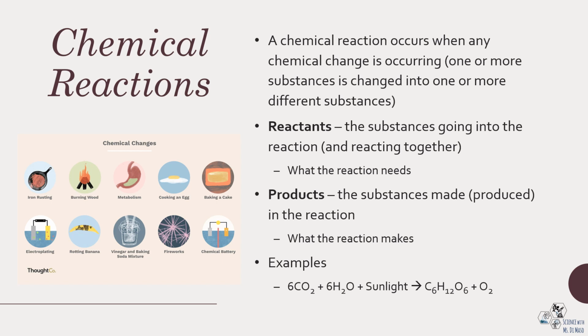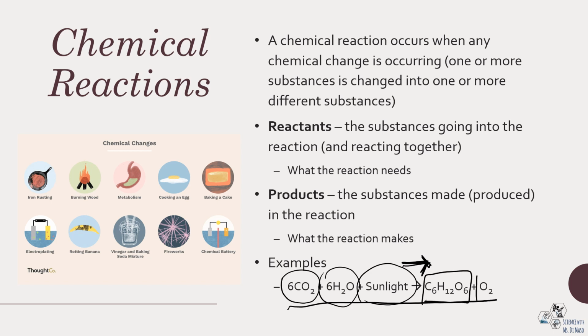So an example that you guys might have talked about in biology is this equation right here at the bottom. This is a chemical reaction. CO2, water, and sunlight. These are my reactants, the substances that are going into my chemical reaction. And then the arrow means they're becoming, so the reaction is occurring. And my products are glucose and oxygen. So this is the photosynthesis equation. So these 3 are my reactants, and these 2 are my products. I start with these and end with these.